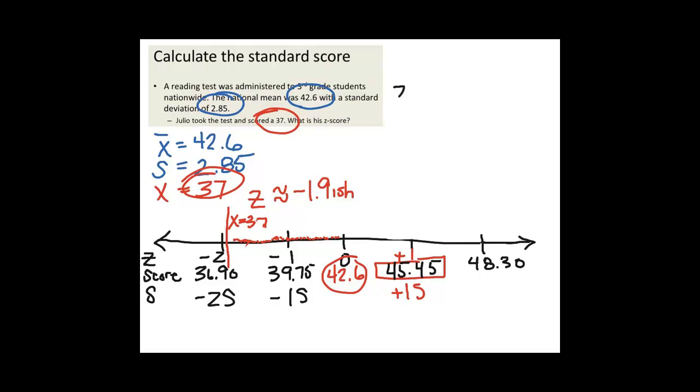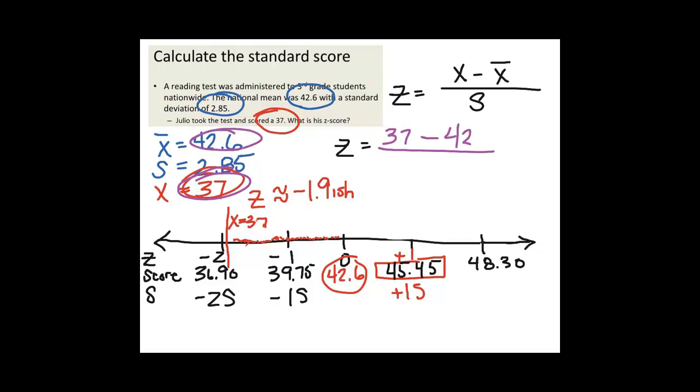So my z-score formula was to take the deviation, which was the score minus the mean, and divide it by the standard deviation. So, substituting in my values. The score was 37, minus the mean, 42.6, and divided by the standard deviation. Now, cautionary note here. This is actually a pretty big deal if you're really calculator reliant. If you were to type in 37 minus 42.6 divided by 2.85 in your calculator, it will give you the wrong answer. Don't do that.